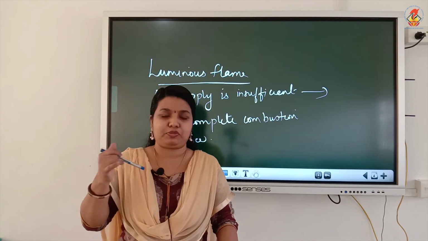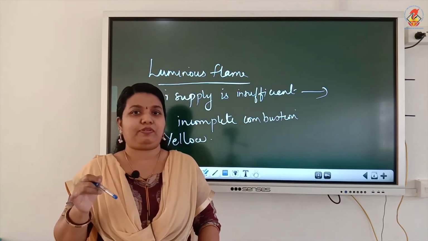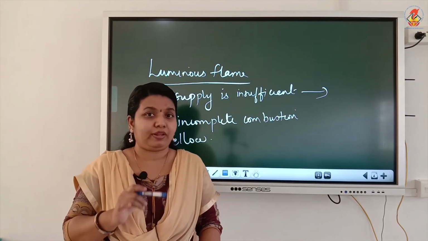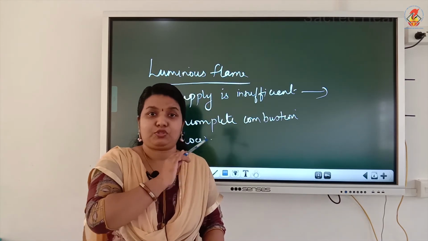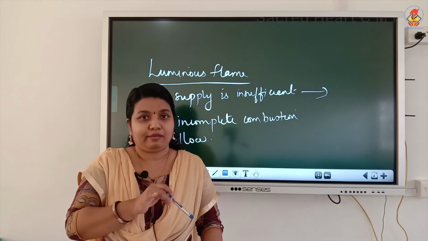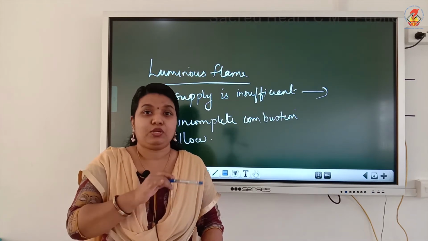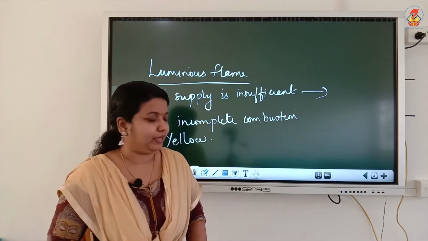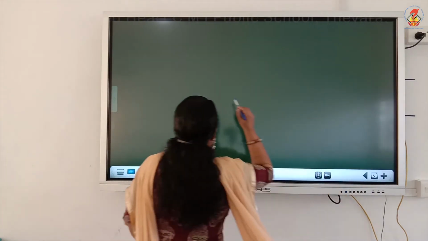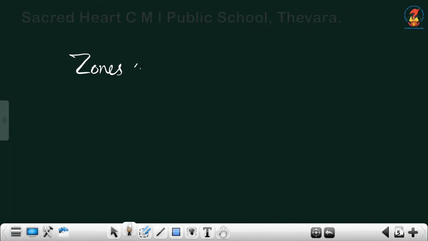Okay, hope the difference between luminous and non-luminous flame is clear to you. Non-luminous flame, as a result of complete combustion, with excess of oxygen supply, the color is blue. Luminous, when the air supply is insufficient, so incomplete combustion, the color of the flame is yellow. Okay. Next topic, it's a very important topic.